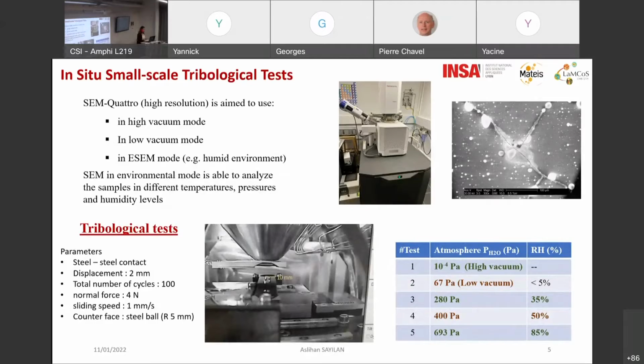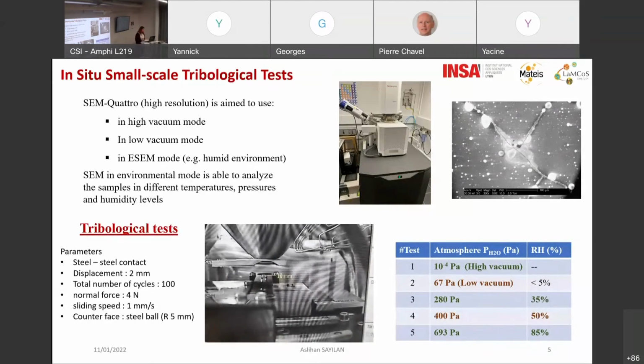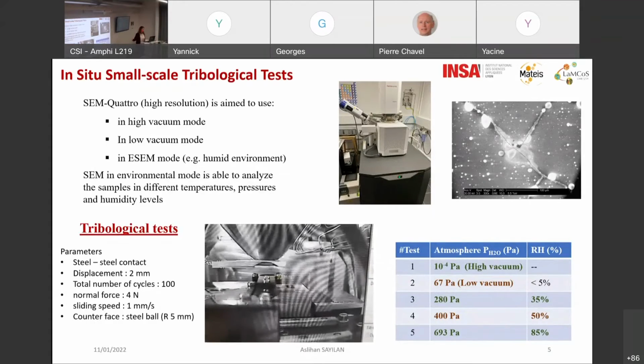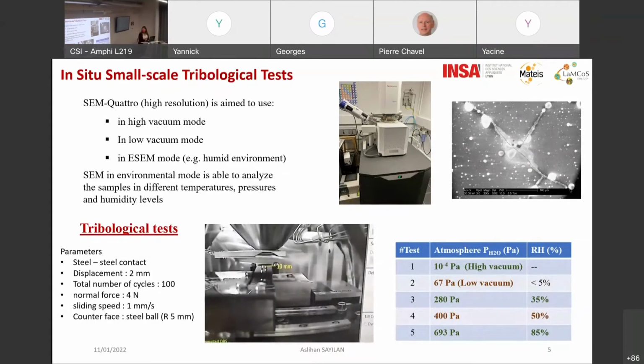So while doing our in situ small-scale characterization, as I said, we are able to implement the microtribometer into a scanning electron microscope. Here it's working in the SEM chamber. And for this, we are using SEM Quattro, which is a microscope that allows us to operate it under high vacuum, low vacuum, or different environmental conditions in ESEM mode, environmental mode. So we are able to modify the gas nature inside the chamber, or the temperature, or the relative humidity of the chamber. In our tests, we focused on the humidity.